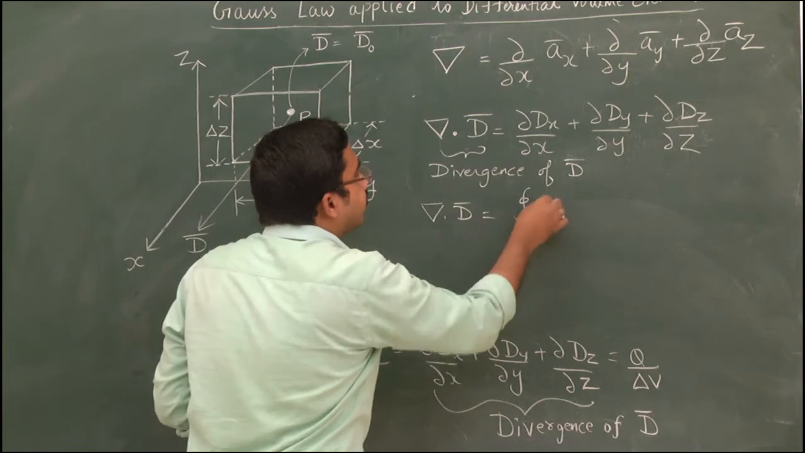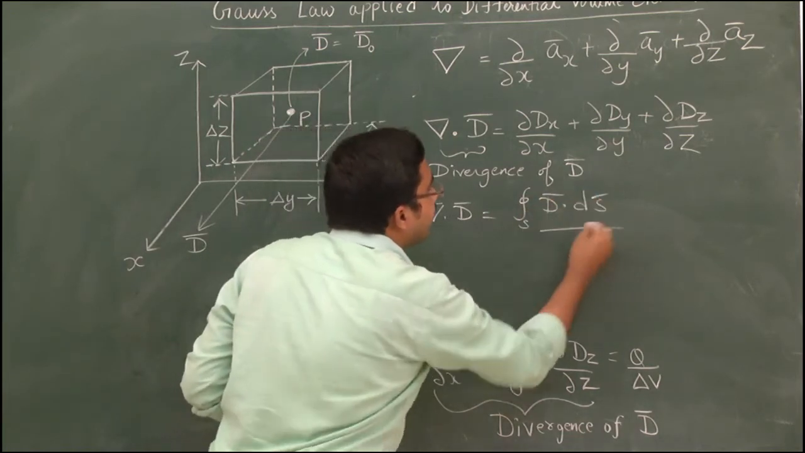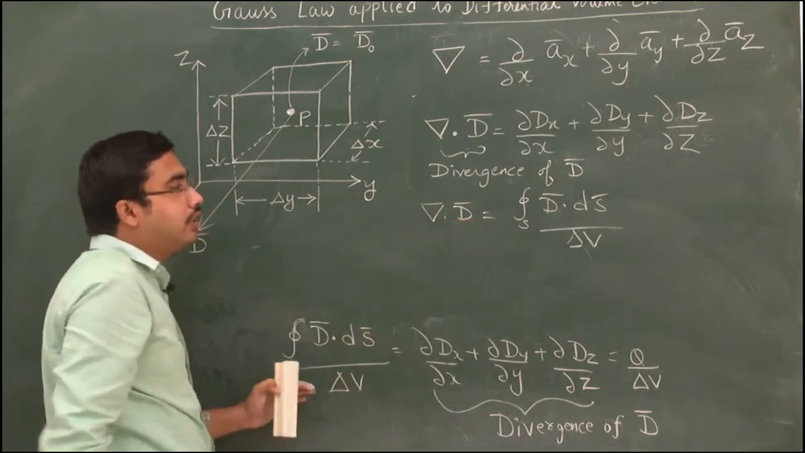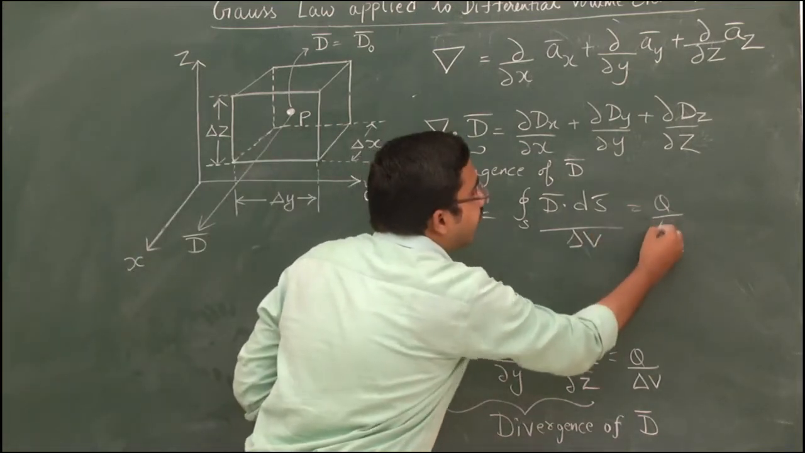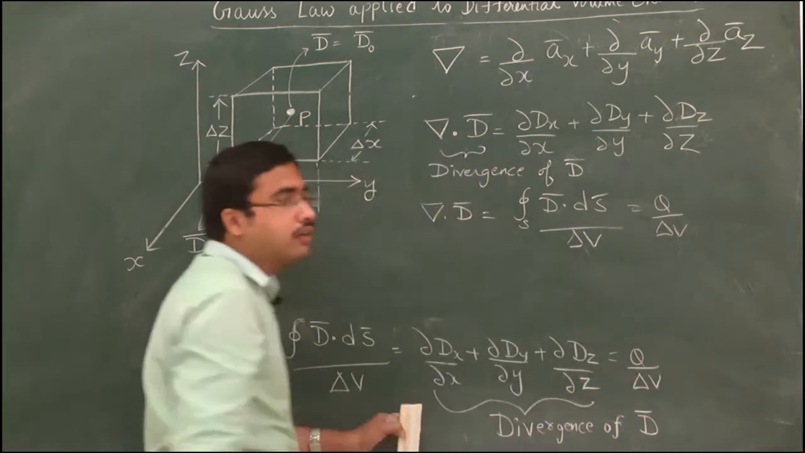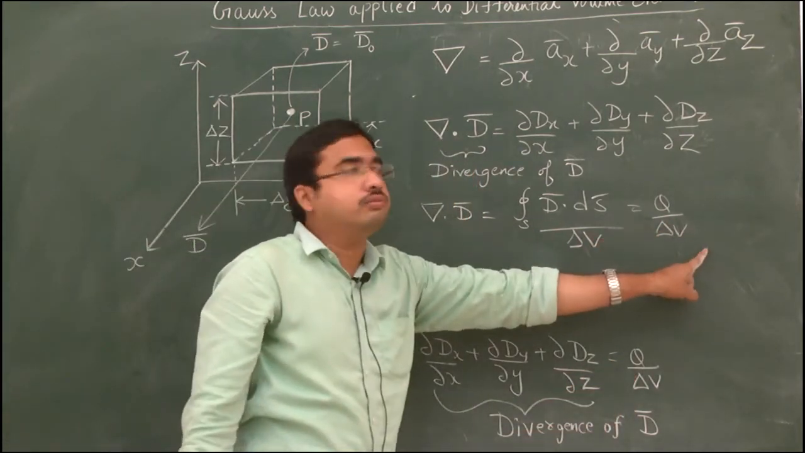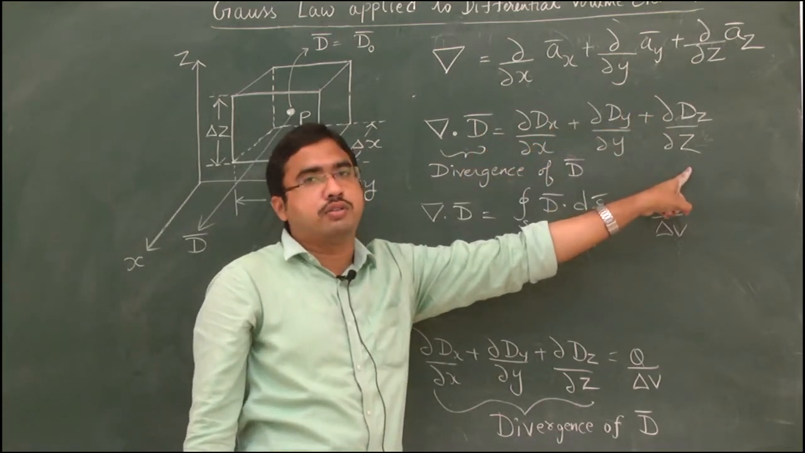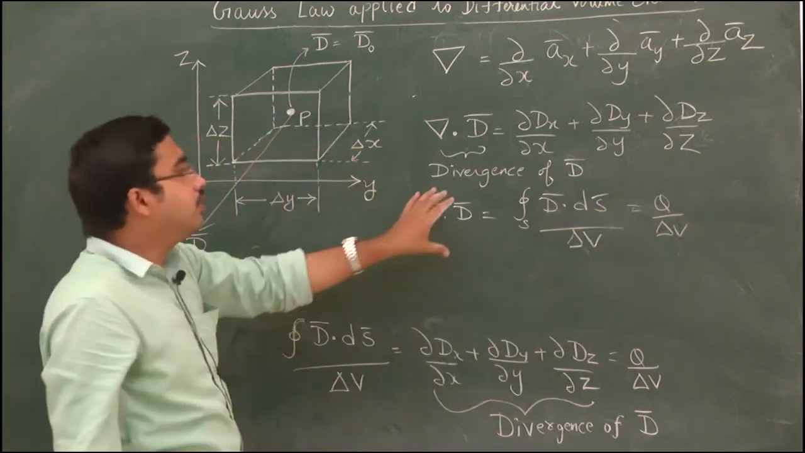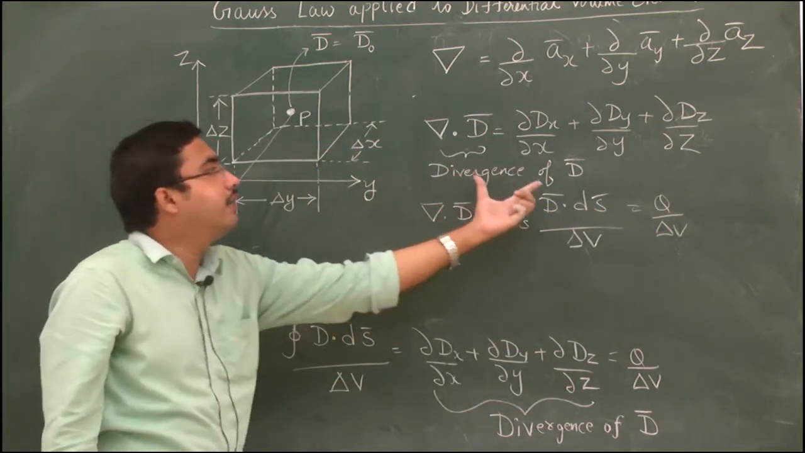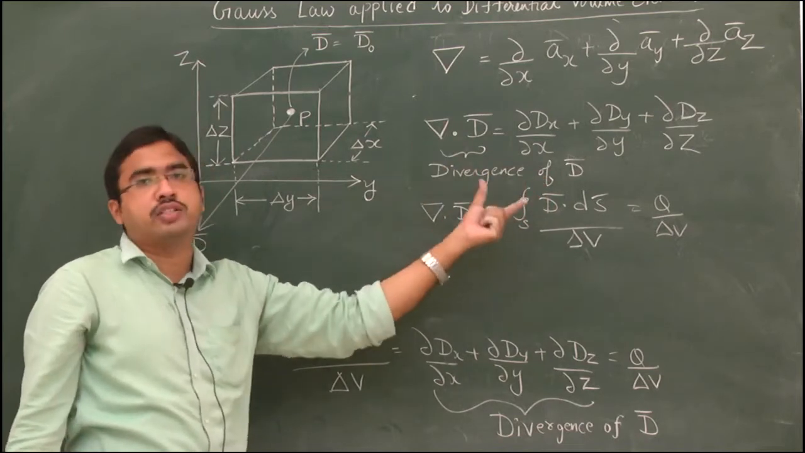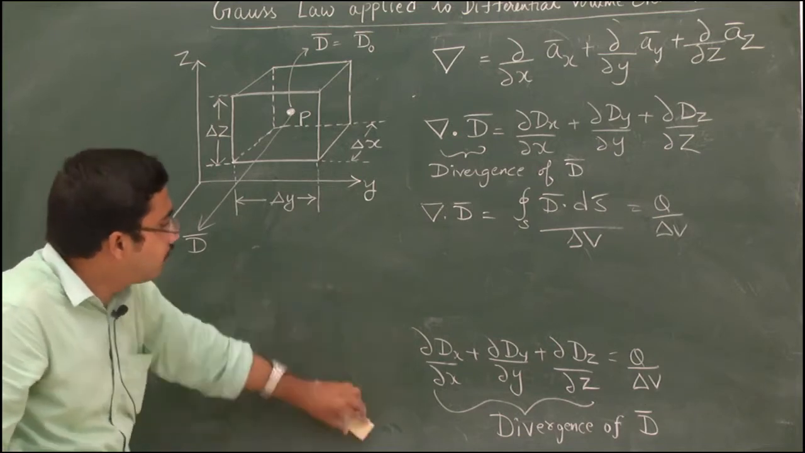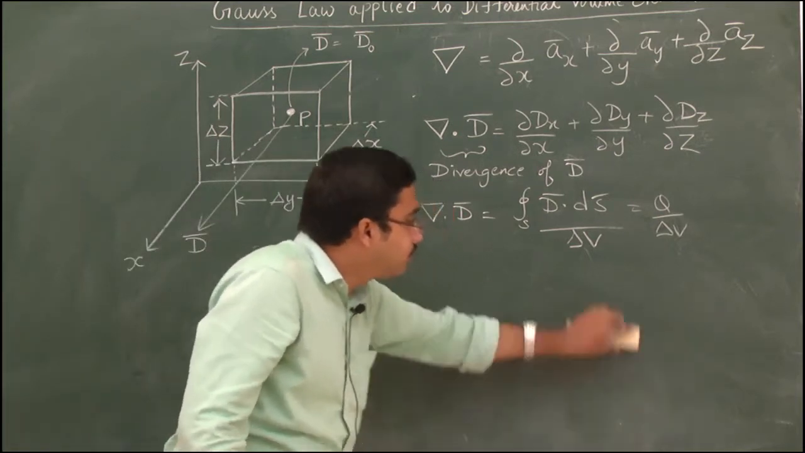closed surface integral of D bar dot dS bar by delta v. This term is also equal to this equation. No? So I am substituting that here. That is also equal to Q by delta v, because here we have written that. Now all these are equal to dou Dx by dou x plus dou Dy by dou y plus dou Dz by dou z. Okay. So this is called divergence. Mathematical expression for divergence. So let us solve a small problem based on this divergence concept.